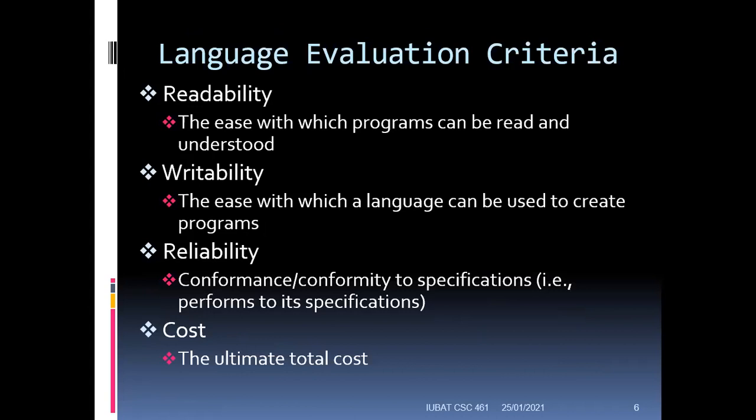Now, finally, the criteria. How can we judge a programming language? Judging a programming language has different evaluation criteria. There are a total of 7 criteria. I will first tell the criteria one by one, then I will explain.